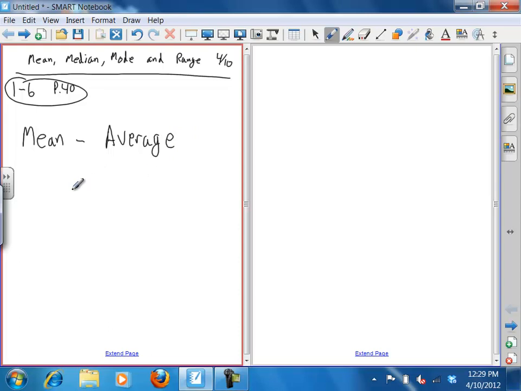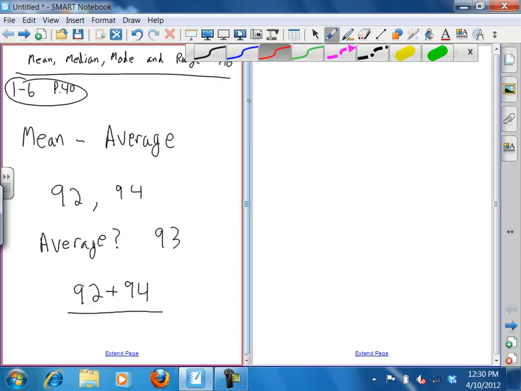If I said, I don't know, I scored a 92 on one test, and then I scored a 94 on another test, what's my average score there? Well, what's in the middle of 92 and 94? So we know that 92, and then it would go 93, 94, so the average actually here is 93. And the way we can calculate that is we take the two numbers, we add them up. And because there are two numbers, we put a 2 here. So we add them and we divide by the number of numbers. So this is the mean.